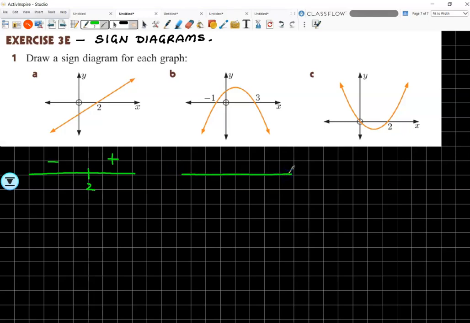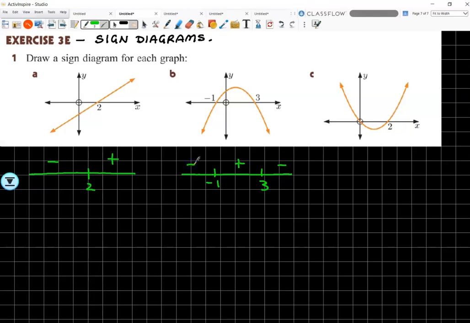What about B? -1, 3. On the right side of 3, it is below the graph. Oh, I see. Between 3 and -1, it's above the x-axis, positive, negative.